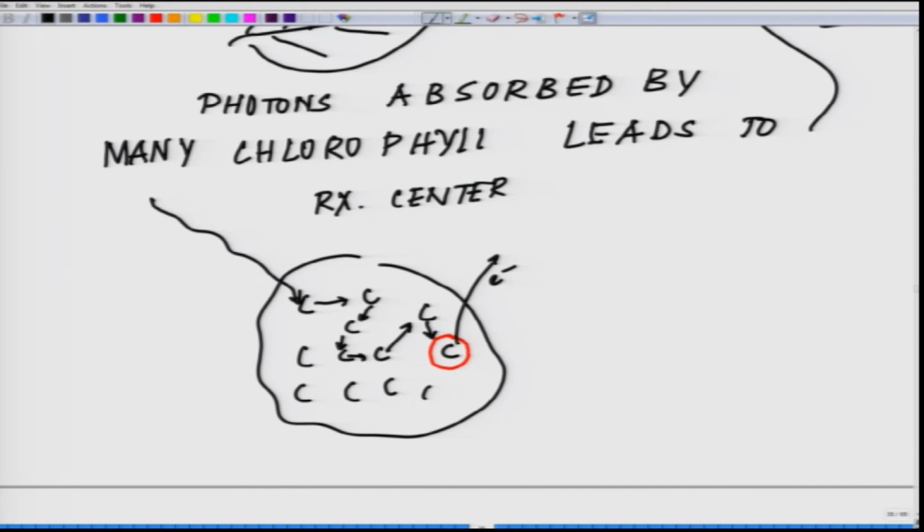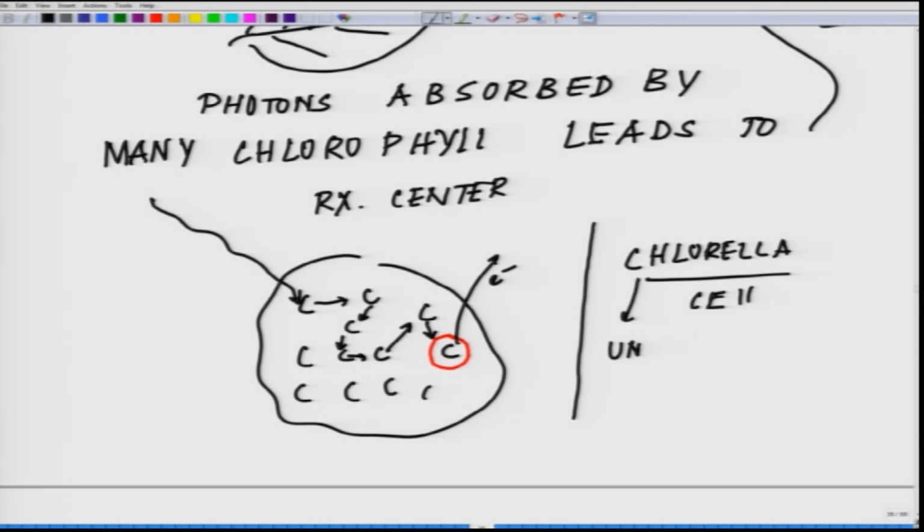In 1932, Robert Emerson and William Arnold measured the oxygen yield of photosynthesis in chlorella. Chlorella is an easy model system to work with. It is a unicellular green algae.